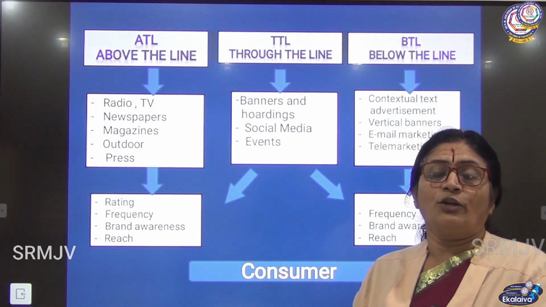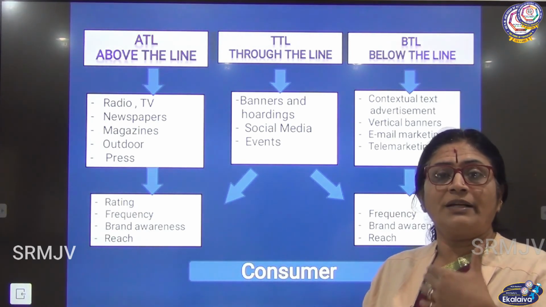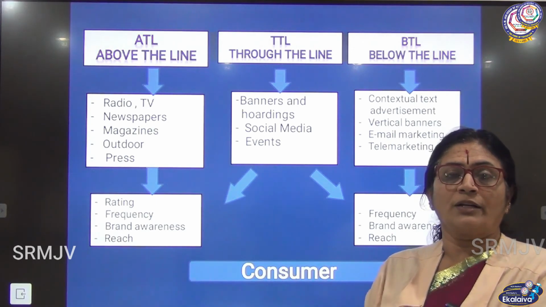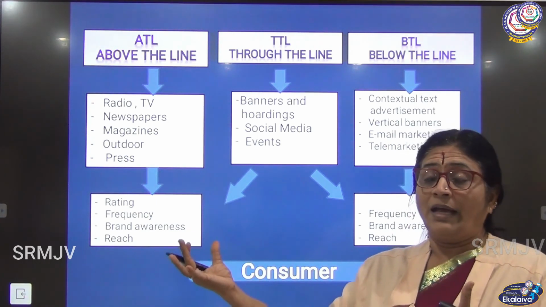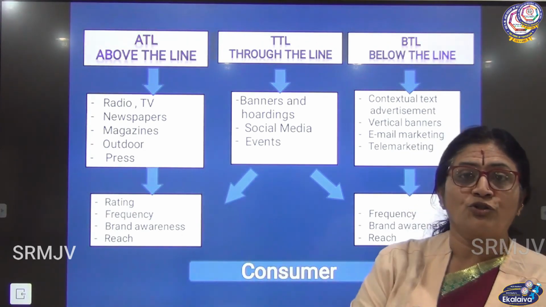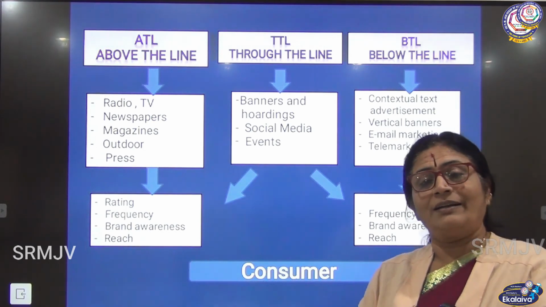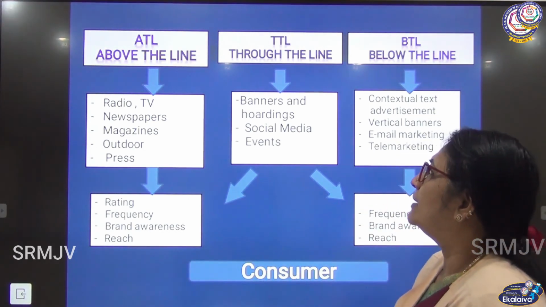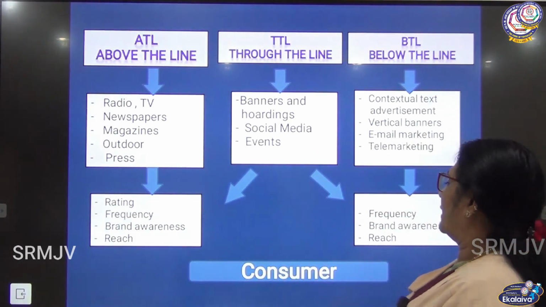Or if a celebrity is coming, you may ask him to come and speak about your product, or give him a gift when he is making an appearance at your showroom. At that time you will have people entering, and when they enter, automatically there will be some sales and likewise. I hope you understood the different types of approaches they follow: above the line, through the line, and below the line. Fine, children?